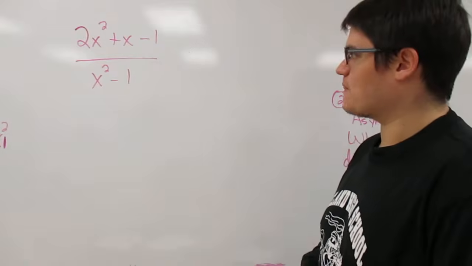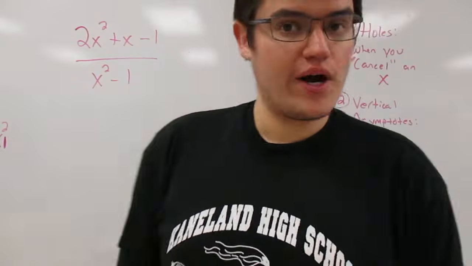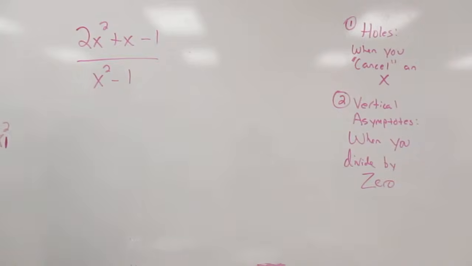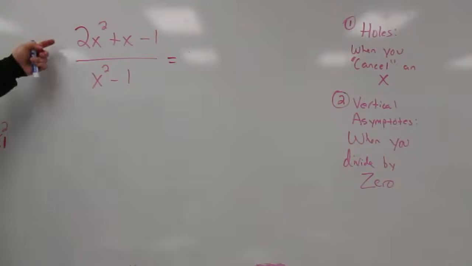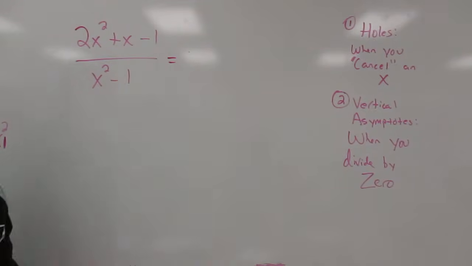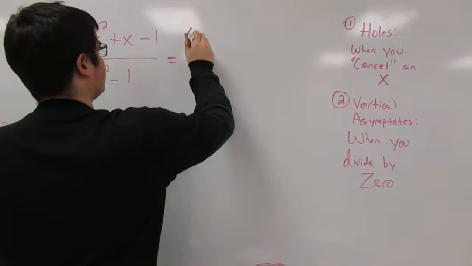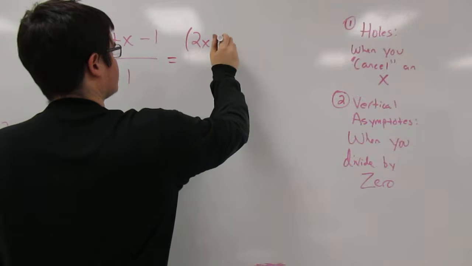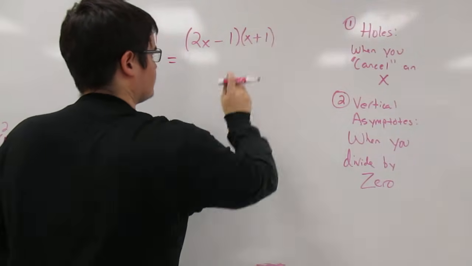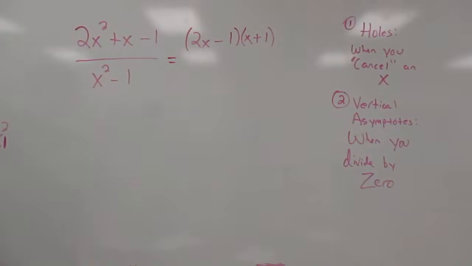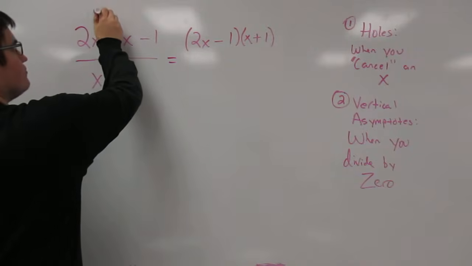Welcome back. Okay, so again, just like before, we want to factor to start off. So this one, you can factor either one, doesn't really matter. Which one do you do first? We're going to do the ACB method on the top one here. So you're going to get 2x minus 1 times x plus 1. Okay? Again, this was the ACB method.